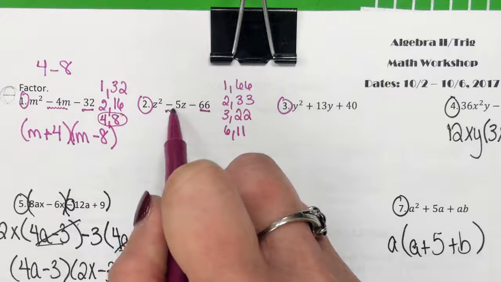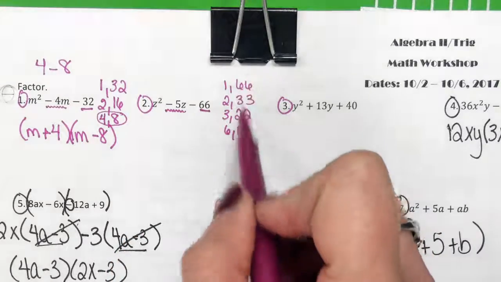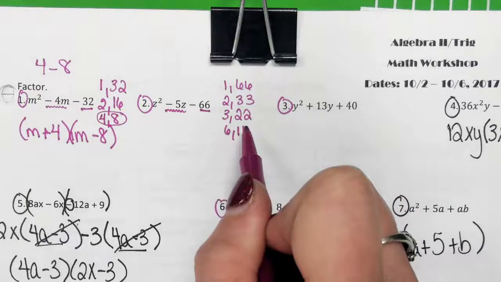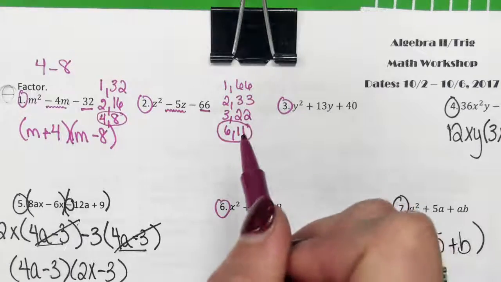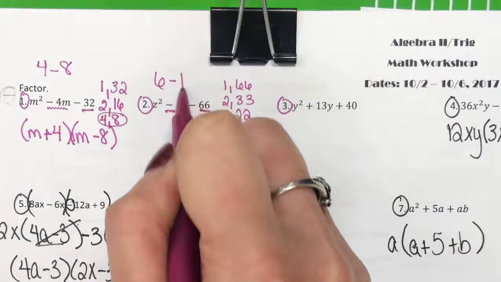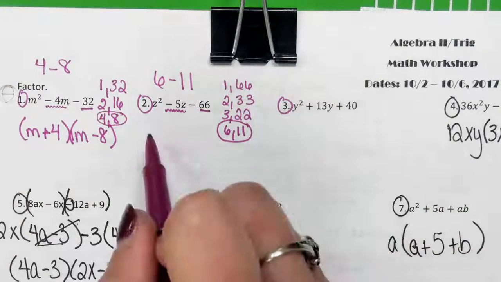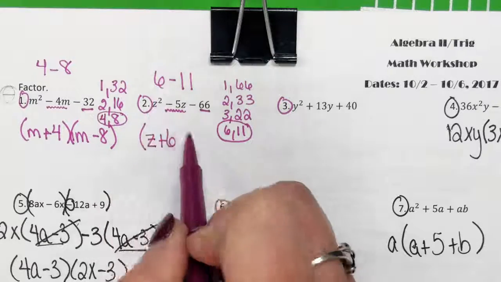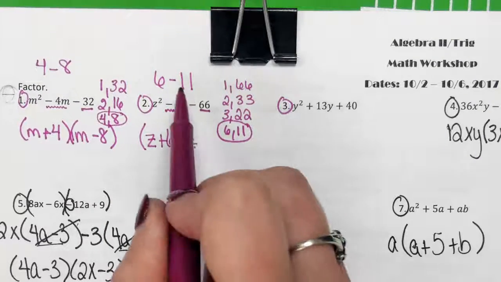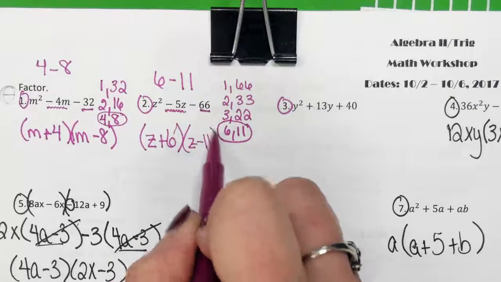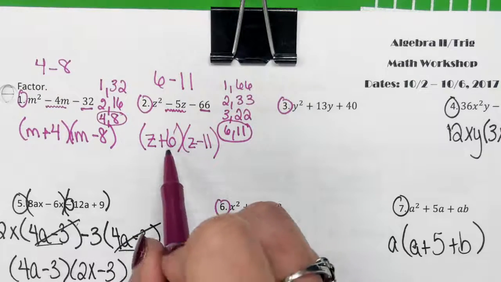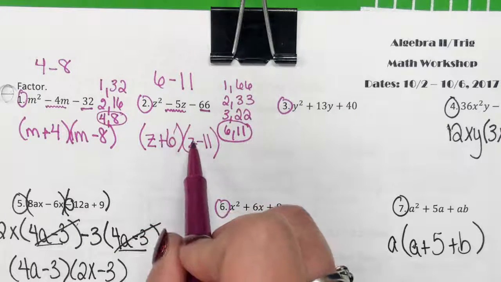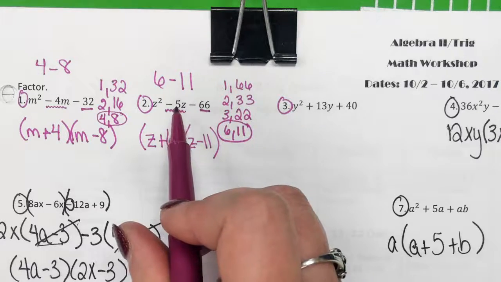All right, it has to add or subtract to be -5. Which one is my special pair that adds or subtracts to be -5, out of 6 and 11? How does it give me -5? 6 minus 11 is -5. Very good. All right, so we have Z, and that's a +6 that we wrote right here. And then we have Z, and that's a -11. So if we were to multiply those, what's 6 times -11? -66. But what's 6 minus 11? -5.